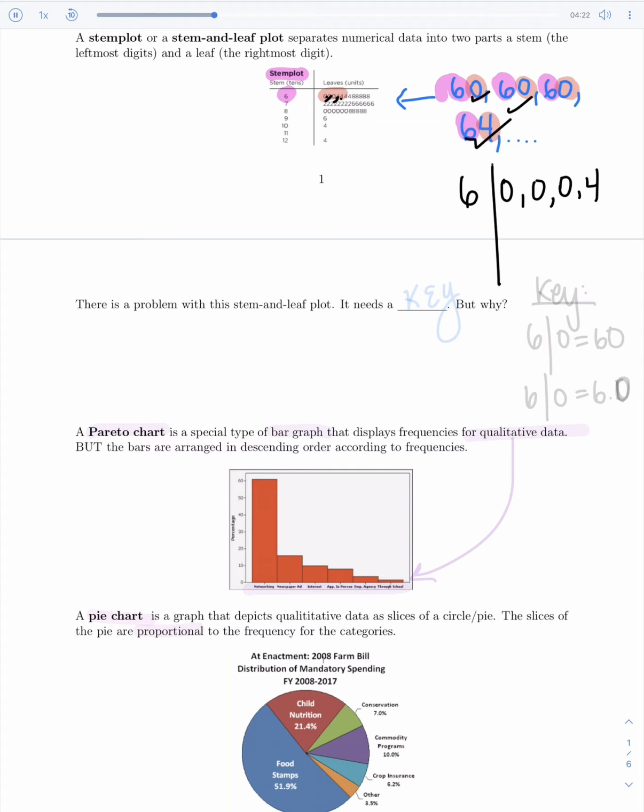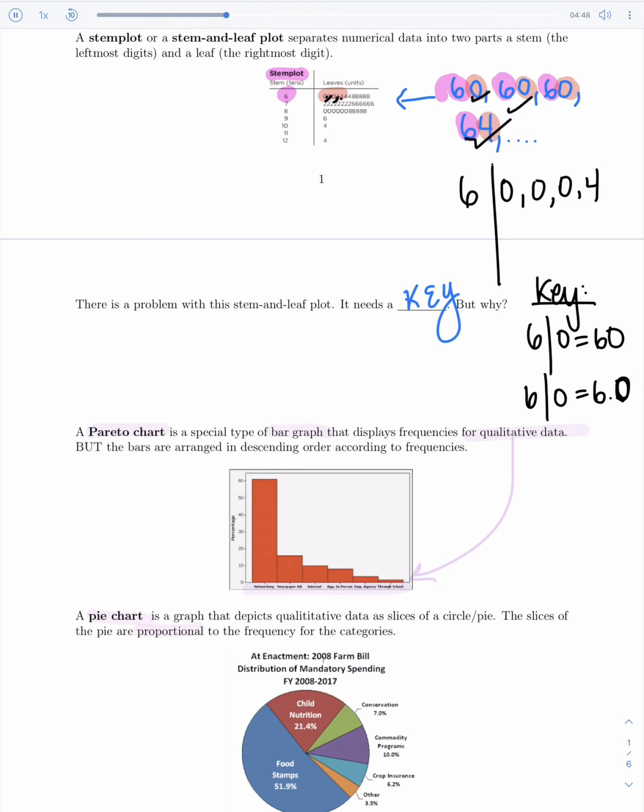And a lot of times what you'll see is a key for these stem and leaf plots, that a 6 on one side and a 0 on the other side will mean 60, so that you don't accidentally think a 6 and a 0 on one side means 6.0, because that's also possible. So it's a good idea if you provide a key with these.